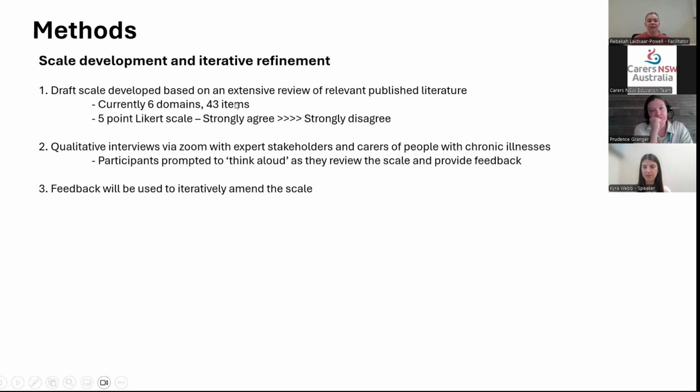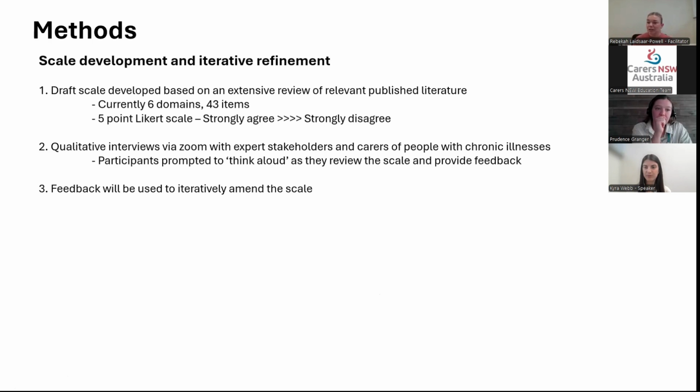And what we're doing is we've taken the qualitative review from Hannah and also looked at other published literature and other published scales. And we've developed a draft scale based on all of the literature. Currently, it has 6 different domains and 43 items on a 5-point Likert scale. And now we're actually going to take it to people who work with carers, so researchers and health professionals, as well as to carers themselves, to get their feedback on these items.